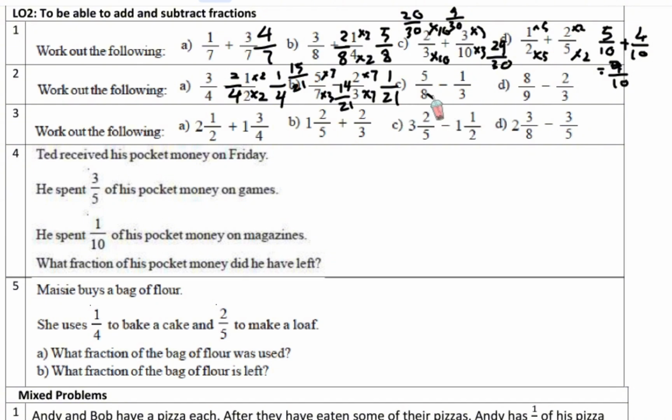And C goes the same, we can multiply this by 3 and this by 8. And we will get 15 over 24 and 8 over 24. So we would get 7 over 24. And for D, we can multiply this by 3. So we would get 6 over 9. And our final answer would be 2 over 9.